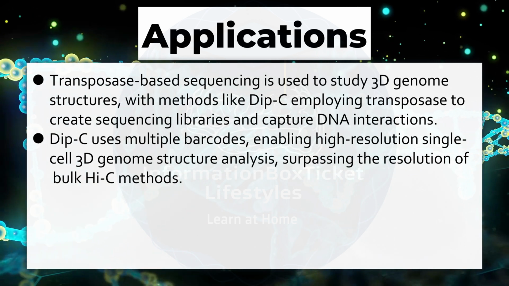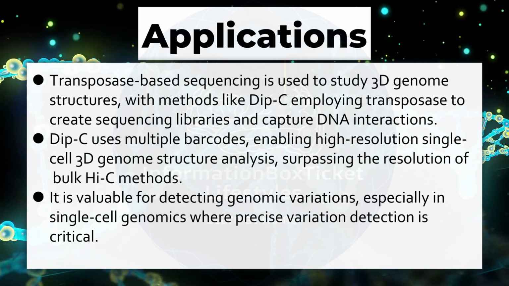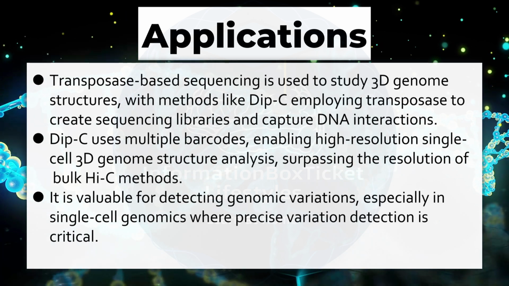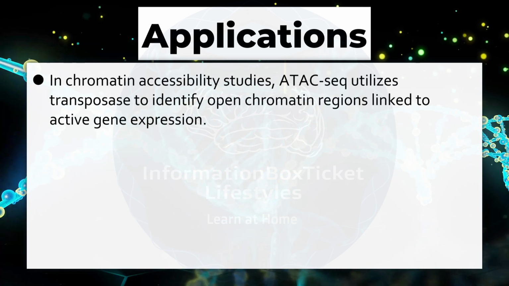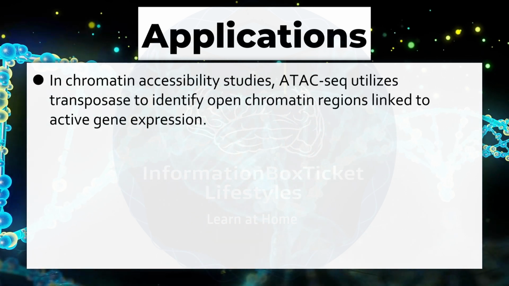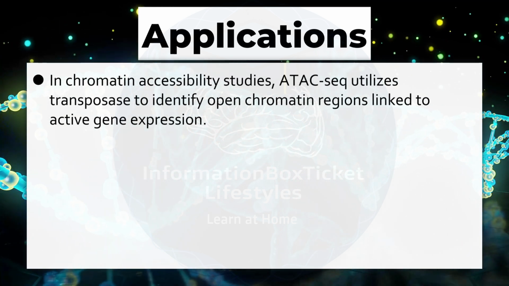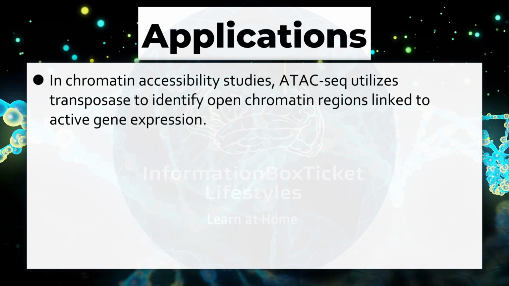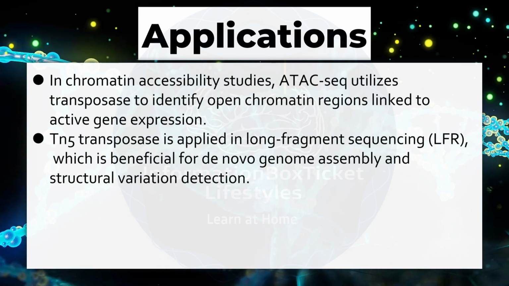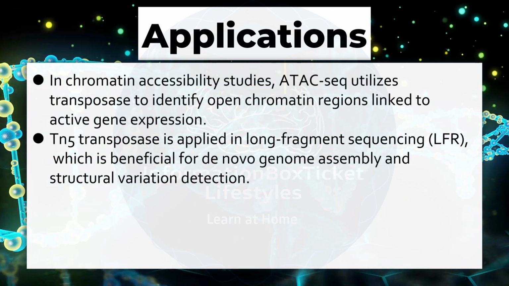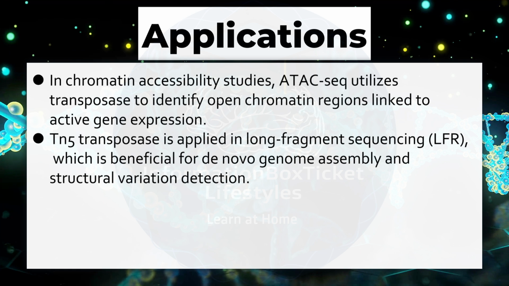chromosome conformation capture methods. It is valuable for detecting genomic variations, especially in single-cell genomics, where precise variation detection is critical. In chromatin accessibility studies, assay for transposase-accessible chromatin with sequencing utilizes transposase to identify open chromatin regions linked to active gene expression. Tn5 transposase is applied in long fragment sequencing, which is beneficial for de novo genome assembly and structural variation detection.